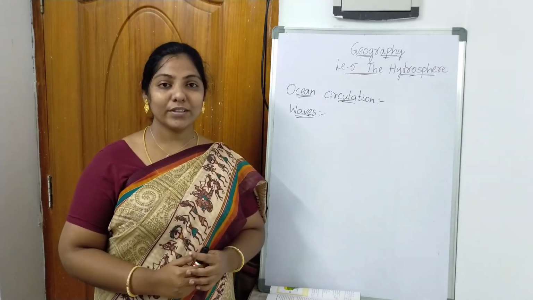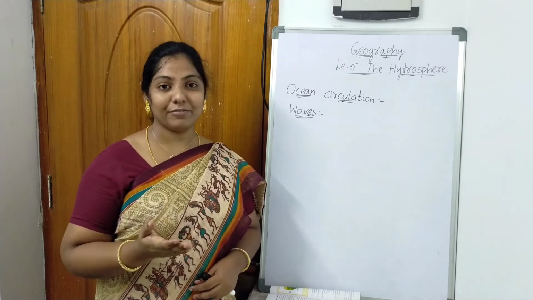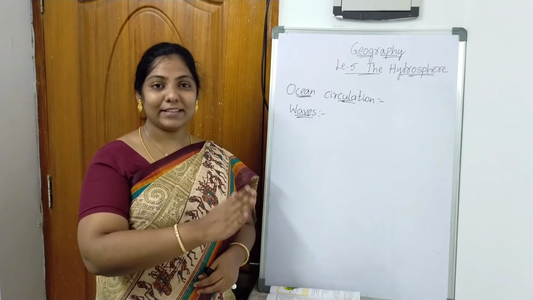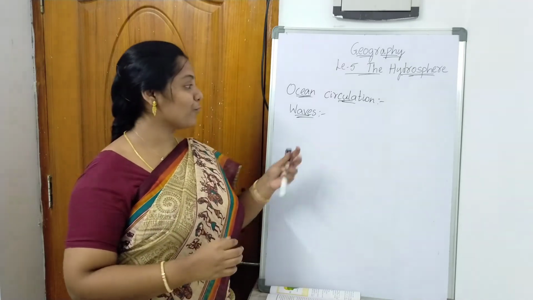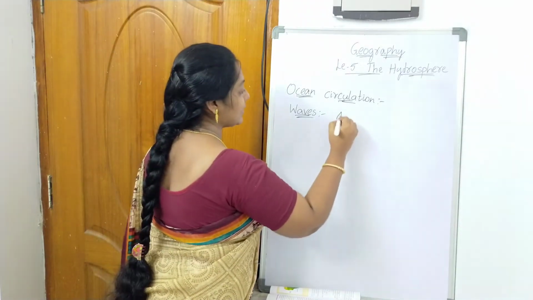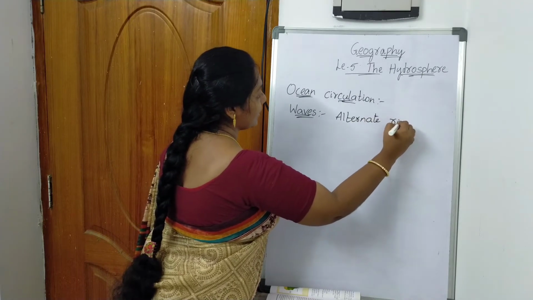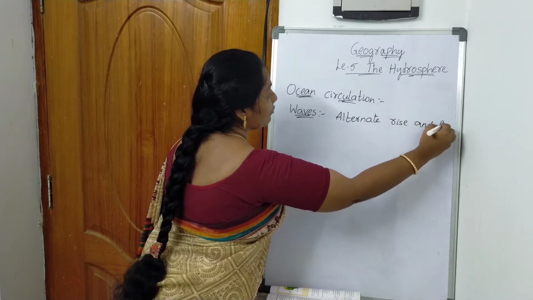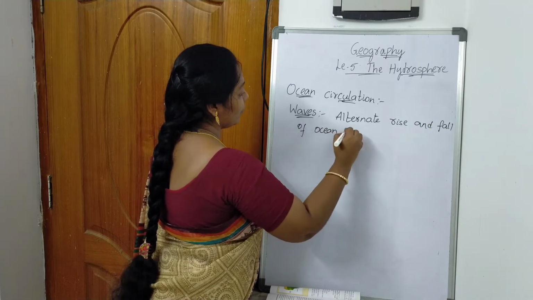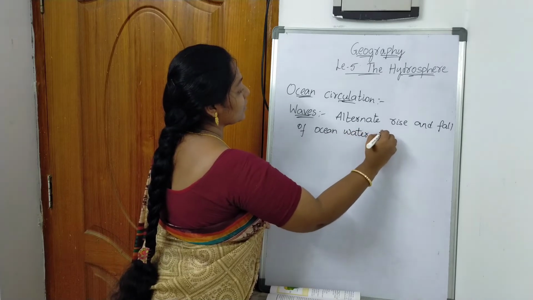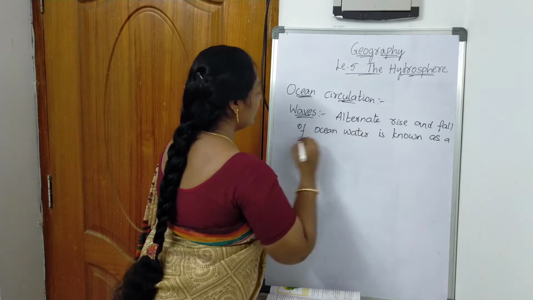Waves. The water on the surface of the ocean rises and falls alternatively. So we know how a wave will look. The wave will be like this. So alternate rise and fall of ocean water is called a wave.